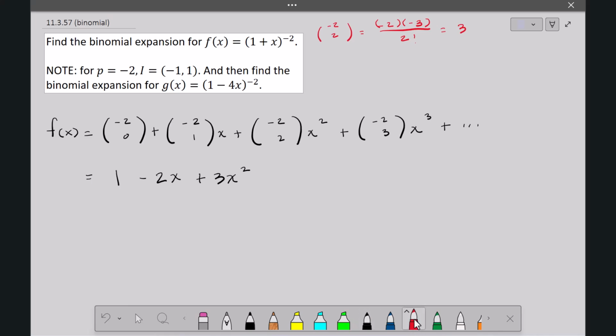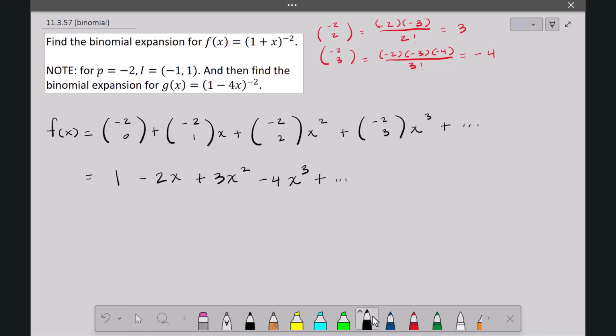And then we'll go to the next one, negative 2 choose 3. Very similar way, we're going to start with negative 2. We'll do repeated subtraction until we end up with 3 factors. And 3 factorial is what goes in the denominator there. This will end up being negative 4. So that will be the coefficient in front of x cubed. There we have it. So that is the binomial expansion for f.